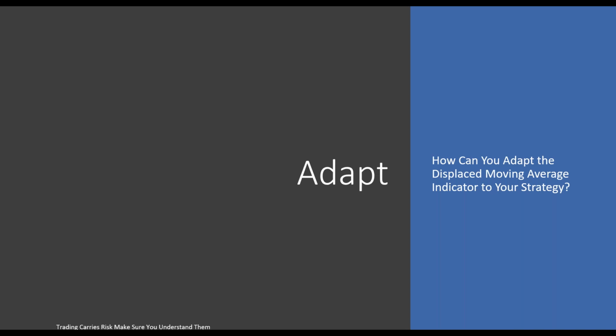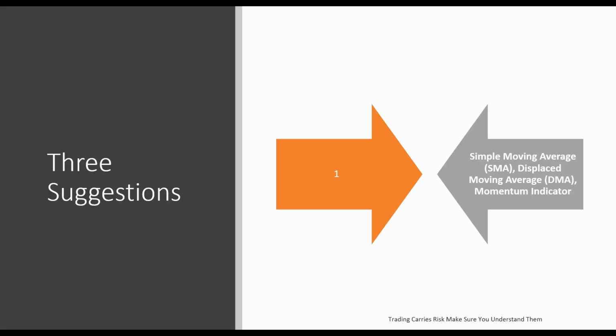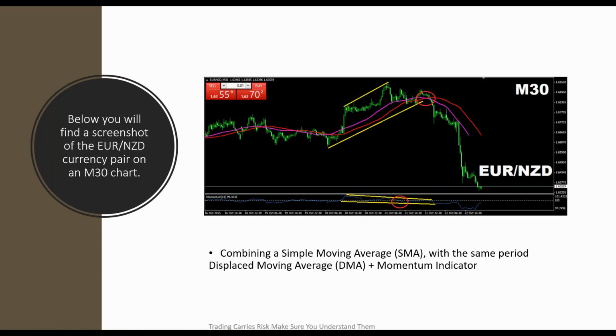But how do you adapt displaced moving average indicators to your strategy? We're going to go through 3 suggestions of how DMAs can be combined with other trading indicators. This will give you some idea how you can combine the indicator with your existing strategy. Suggestion 1: use a simple moving average and combine it with a displaced moving average, and you can then combine that into a moving average crossover strategy.